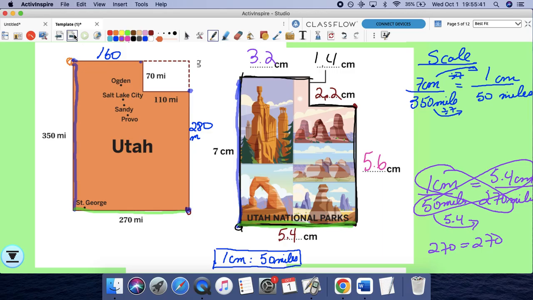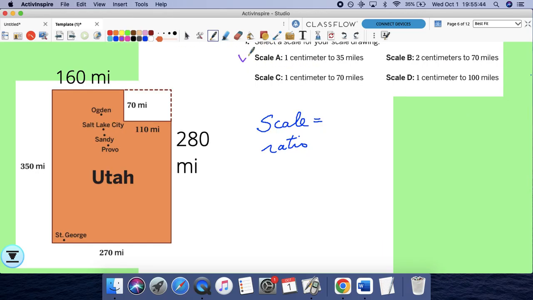So what I asked you to do, and we did scale A, so I asked you to do scale D, right? We're going to draw Utah again, but this time I want you to use the scale 1 centimeter to 100 miles. So let's start with this guy. Let's start with this section right here, right? The western side of Utah. In real life, it's 350, but using our scale, we want to make a little drawing here, right? And we're going to use a scale 1 centimeter to 100 miles. So let's start with that.